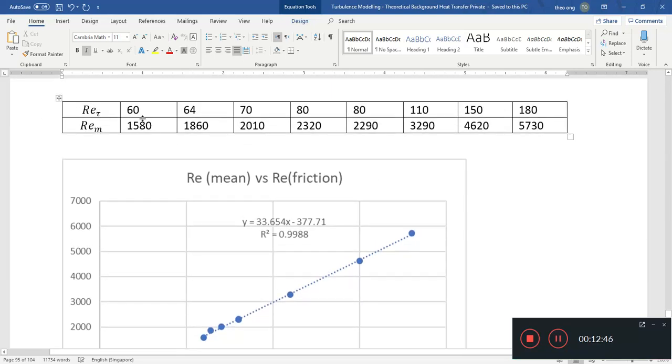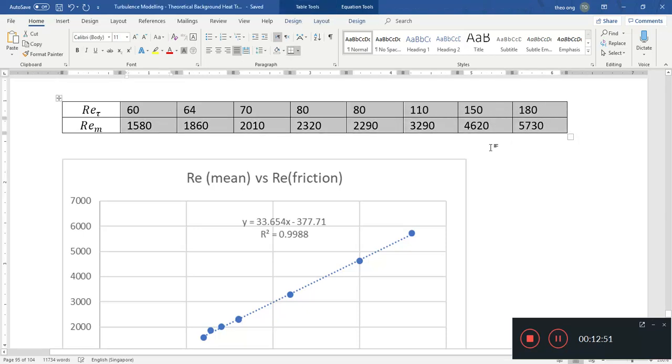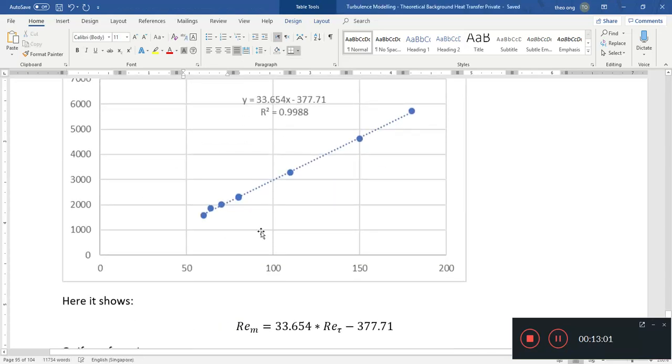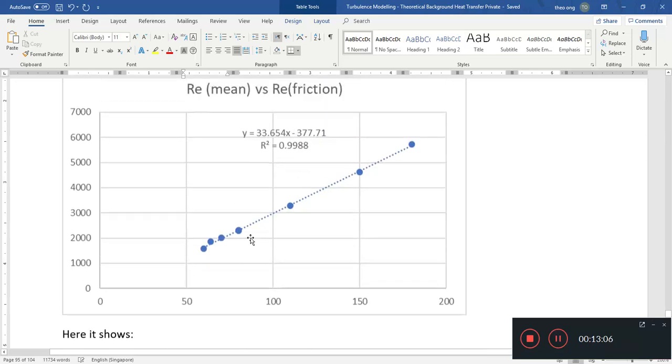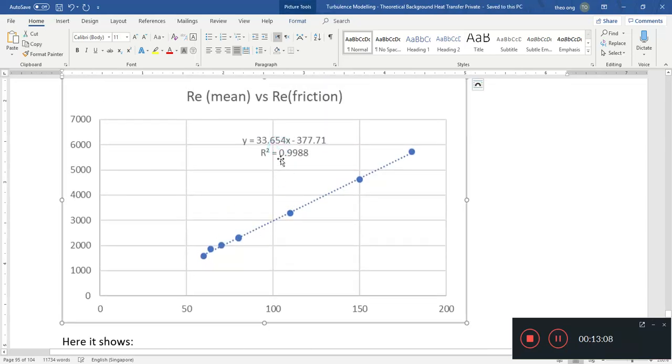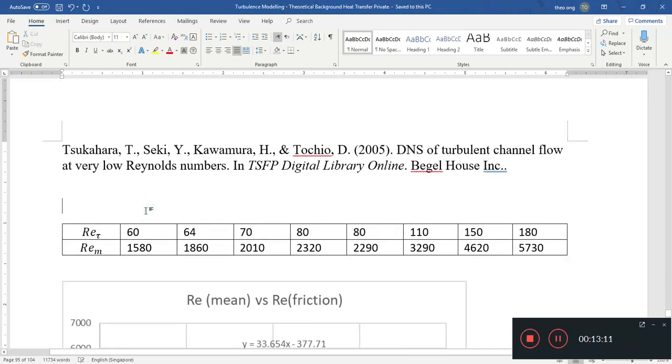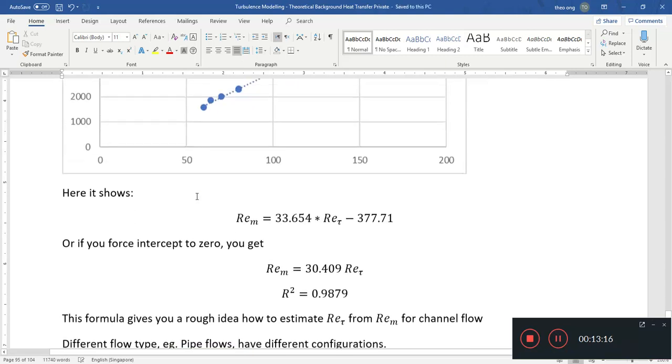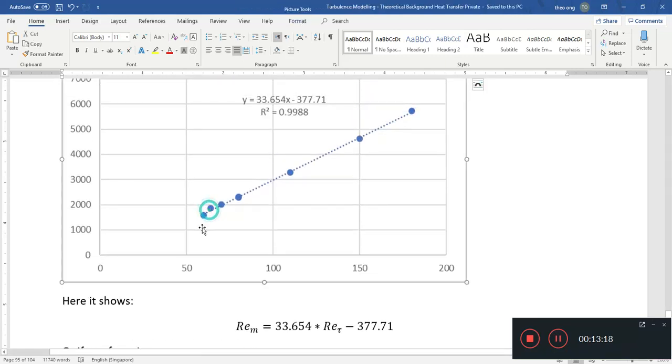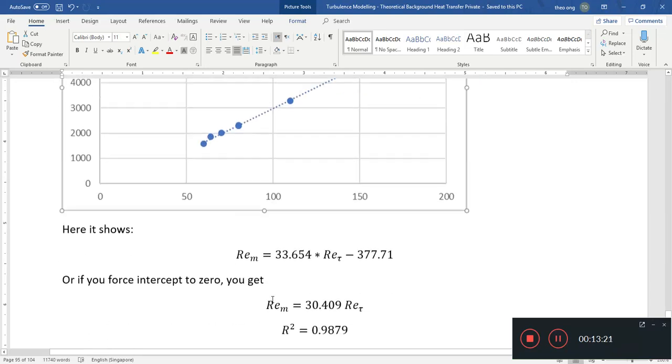For channel flow, these are the data of friction Reynolds number versus the mean Reynolds number. This one is the one that we are normally used to, and this one's the new one. To compare both of them, they have a linear relationship, as should be expected. If you put this data in Excel, and just a reminder, both of these are DNS data, so they're pretty reliable, we have this straight-line relationship.